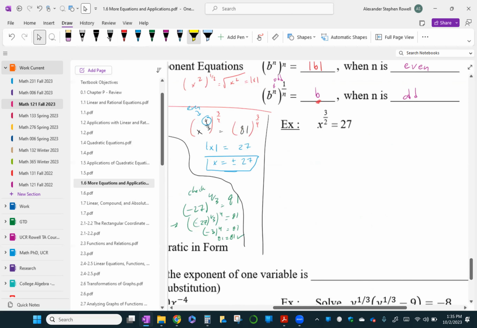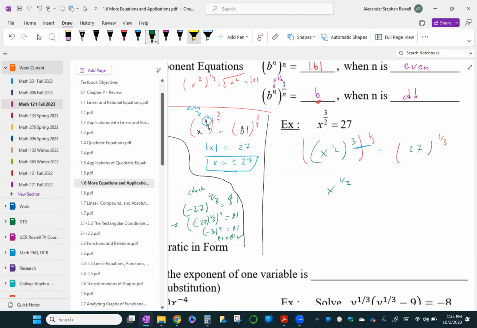Okay, so I'm going to solve the next one the long way first. That is x to the 1/2 power cubed is equal to 27. And I'm going to raise both sides to the 1/3 power first. Now, because this is an odd number, my answer is what? No absolute value. X to 1/2 comes out without the absolute value. The cube root of 27 is 3.